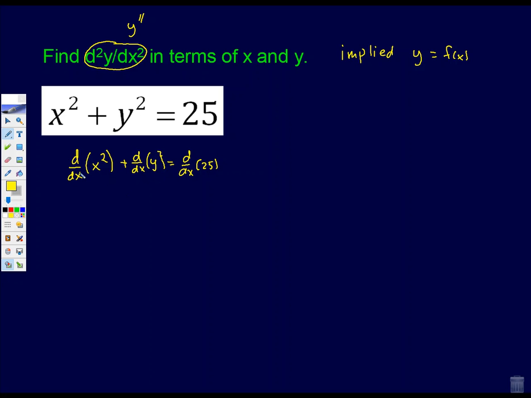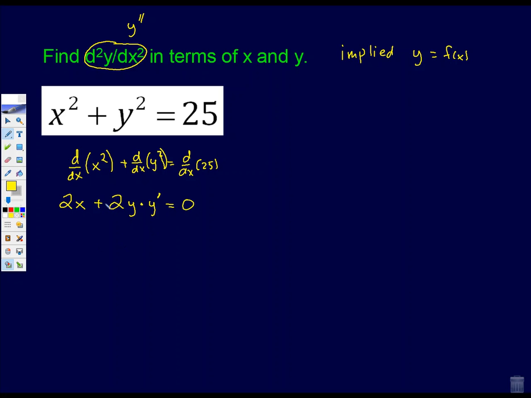So like I said, if I'm differentiating something like x squared, we just use the normal differentiation rule, such as the power rule. If I'm finding the derivative of y squared, that's now thought of as the function f of x squared, and we use the chain rule. So it's almost like a regular derivative, but then we multiply by the derivative of the function y. So 2y, y prime. And then the derivative of 25 is 0.